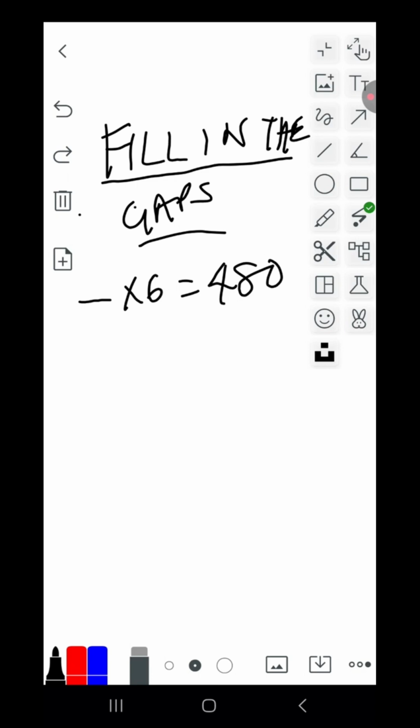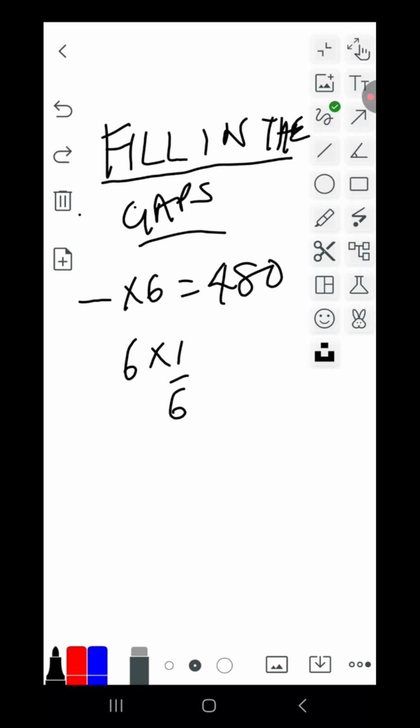When you want to find the inverse of a number, if it's multiply, you need to divide. If it's divide, you need to multiply. Let's try and find the inverse of 6. That would be 6 multiplied by 1/6. So 1/6 is the inverse of 6.